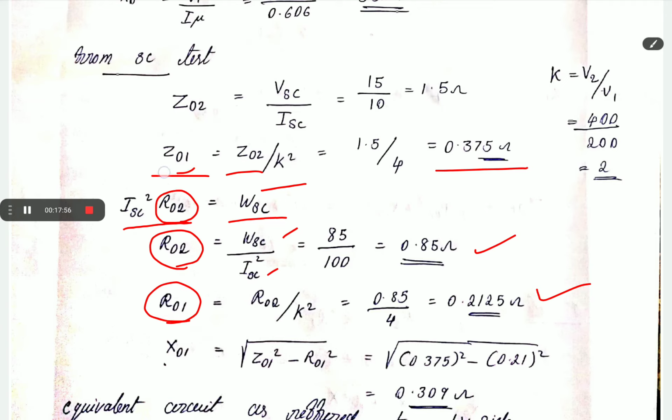R01 ഉം Z01 ഉം അറിയാമെങ്കിൽ X01 കണ്ടുപിടിക്കാമല്ലോ. X01 is total impedance minus total resistance. Z01 square minus R01 square. So you will get the value.